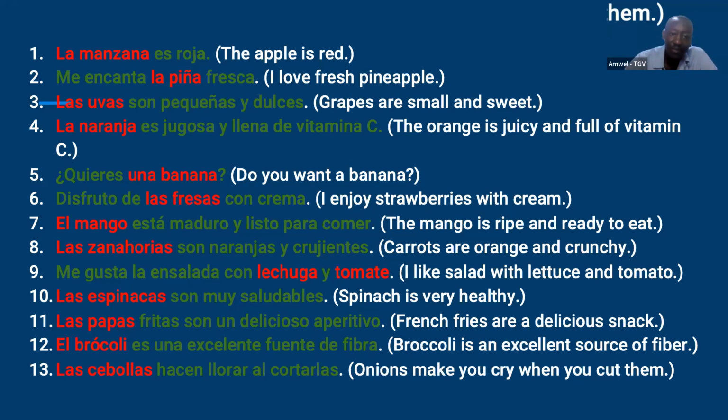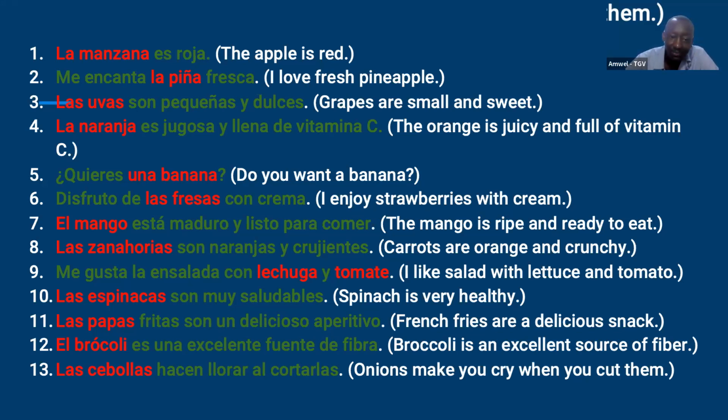Then we have me encanta la piña fresca. Which means I love fresh pineapple. Then also we have las uvas son pequeñas y dulces. Grapes are small and sweet. Then we have la naranja es jugosa y llena de vitamina C. The orange is juicy and full of vitamin C. Then we also have a question here: ¿quieres una banana? Do you want a banana?